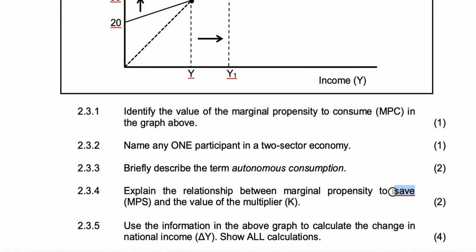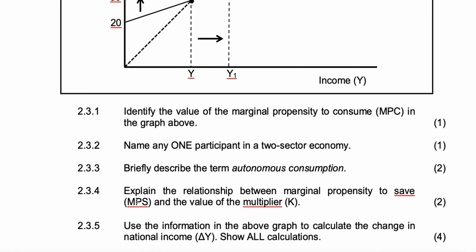Then explain the relationship between the marginal propensity to save. Be careful, MPS, and the value of the multiplier. You know, this question, they usually used to ask it a lot, and they used to ask it by saying MPC and the multiplier. And the answer that we learners would sing was always the larger the multiplier, the larger the MPC, and vice versa. But now the question is different here. It's talking about MPS, the marginal propensity to save.